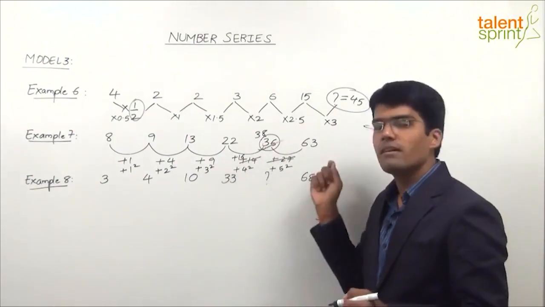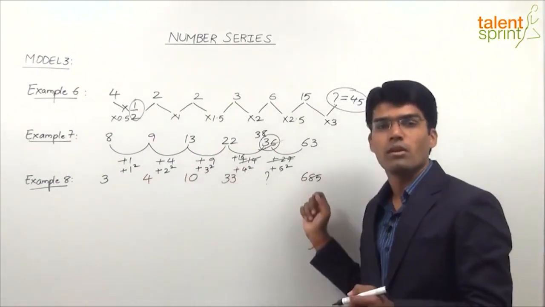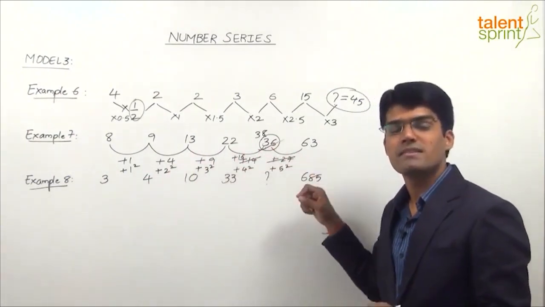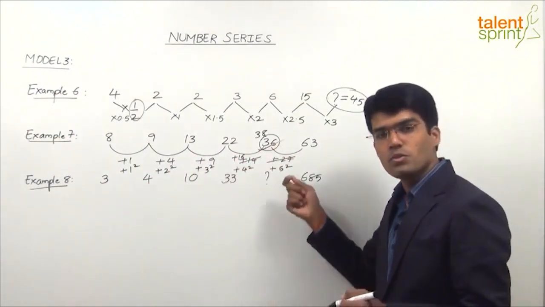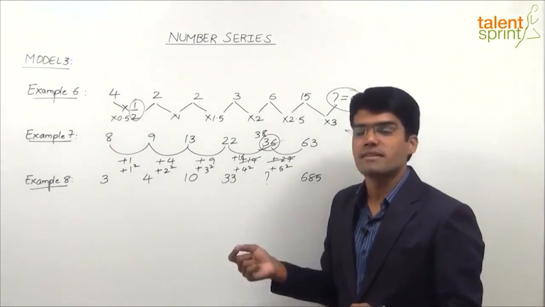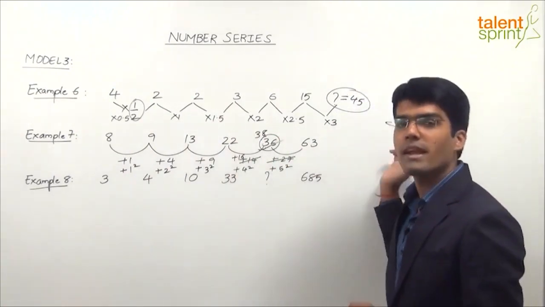Similarly, the other pattern here may be in terms of cubes, plus 1 cube, plus 2 cube, plus 3 cube and so on. Or in terms of negative differences, minus 1 square, minus 2 square, minus 3 square, or minus 1 cube, minus 2 cube, minus 3 cube. Sometimes we get squares of only odd numbers. For example, plus 1 square, plus 3 square, plus 5 square, plus 7 square and so on.